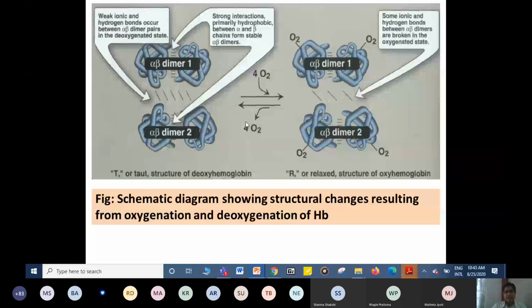And when the oxygen binds with the hemoglobin, this binding pattern will slightly change. That means some of the bonds will be broken and it will go to the relaxed state. That's why this oxygenated form is known as R, or the relaxed structure of oxyhemoglobin. Some ionic and hydrogen bonds between alpha beta dimers are broken in the oxygenated state. After some of the bonds between this dimer of dimers are broken, it goes to the relaxed form. This is the taut form or the tensed form simply because there is a strong bond between them. However, after the oxygen binds, this is the loosely bound or the relaxed form.